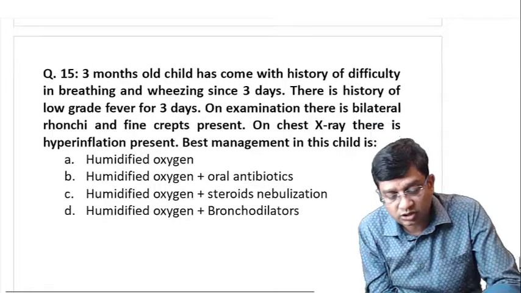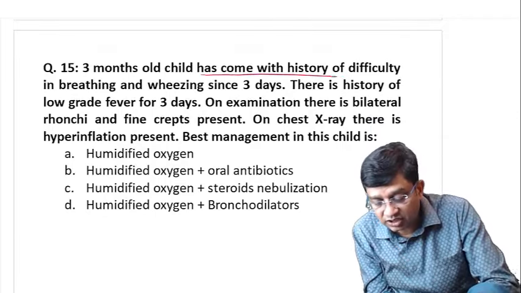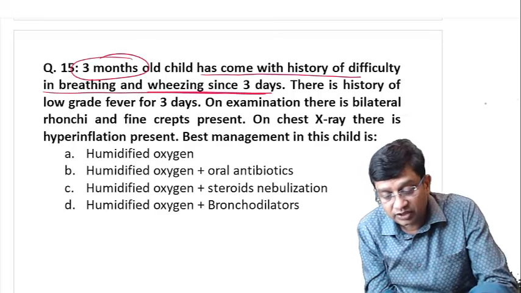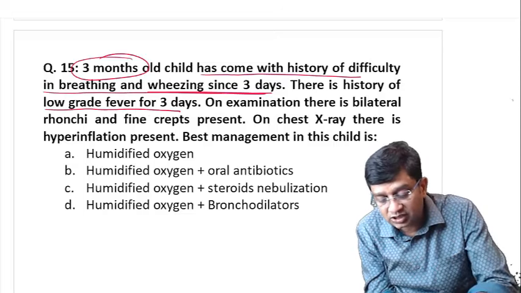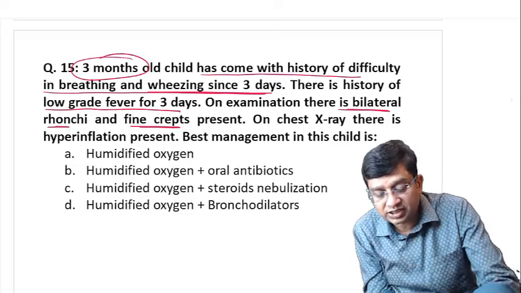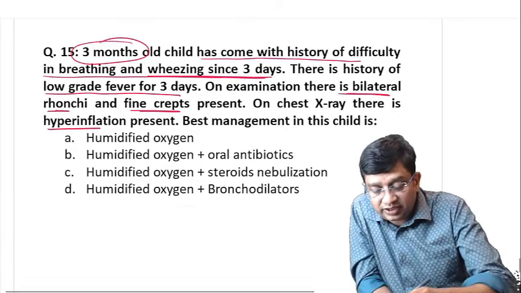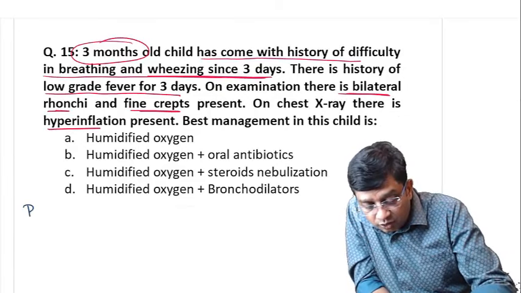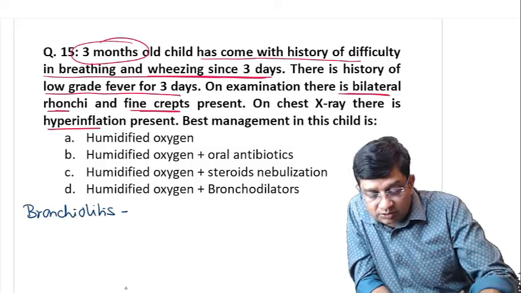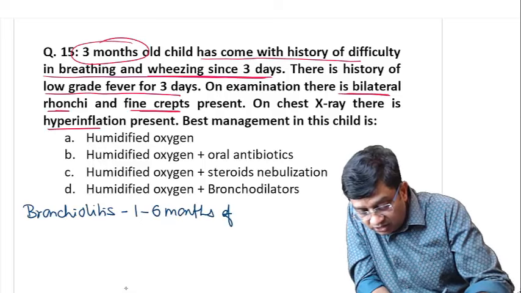Moving on to the last question here. A 3-month-old child has come with a history of difficulty in breathing and wheezing since 3 days. There is a history of low-grade fever for 3 days. On examination, bilateral rhonchi, fine crepts, chest X-ray hyperinflation. Now, all these findings are suggestive of bronchiolitis. Remember, the age group in bronchiolitis is 1 to 6 months.